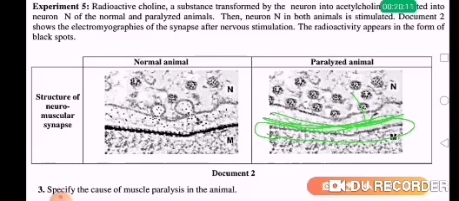So because acetylcholine is not released in the paralyzed animal and it is released in the normal animal, the cause of the paralysis is the dysfunction in the exocytosis of acetylcholine from the presynaptic side of the synapse, and this is the cause of the paralysis. That is also one of the hypotheses that were made before part 2 of this exercise.